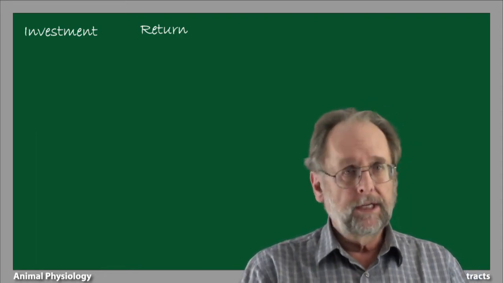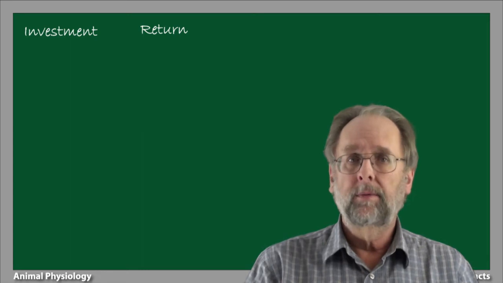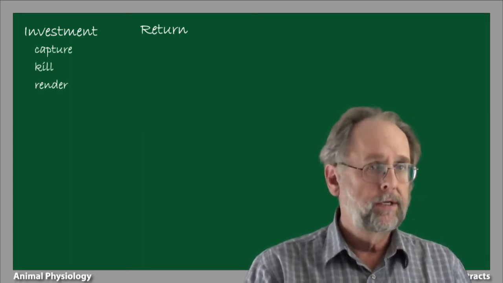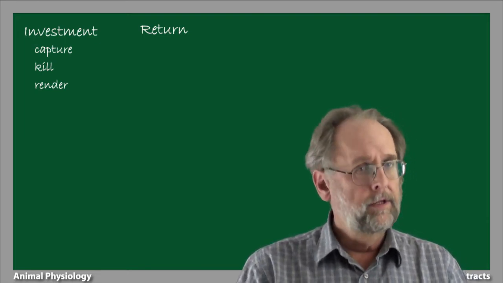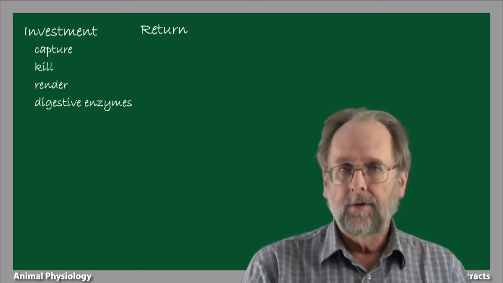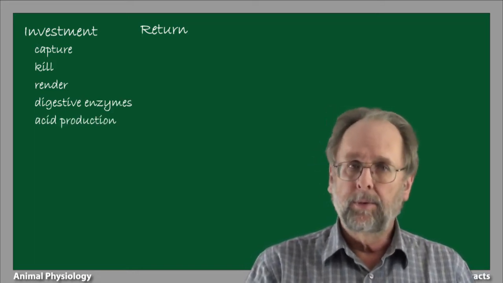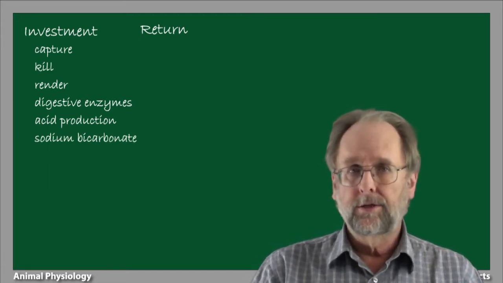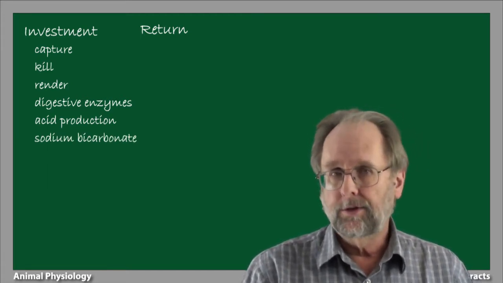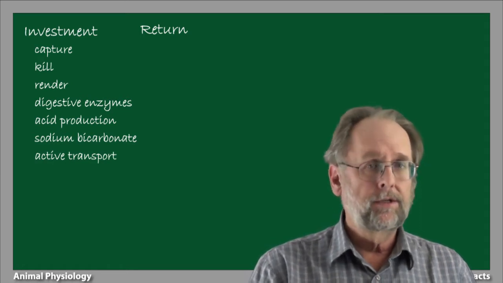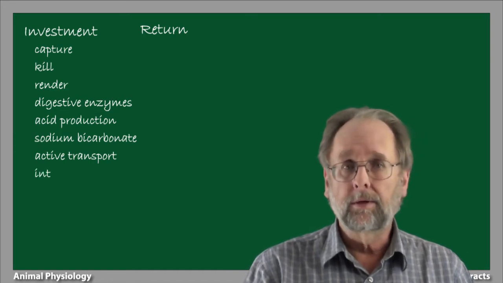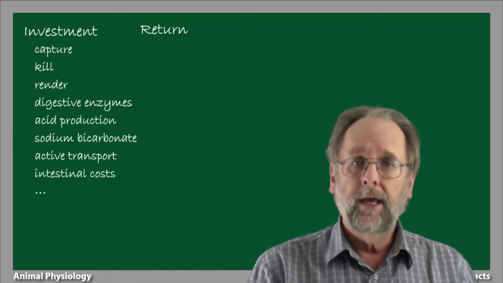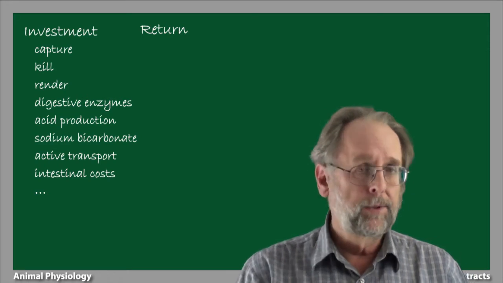If an animal wishes to eat, it has to invest energy and materials upfront to do so. It has to capture its food. In the case of a predator, it has to kill it, and it has to render it into tiny bits. There are digestive enzymes to produce. There's acid production in the stomach, and the production of the sodium bicarbonate that has to neutralize it. There are all sorts of active transport systems in the intestinal tube, as we've seen, and of course the intestinal tube itself has to be built. The list goes on, and it all takes energy and matter to build and maintain.